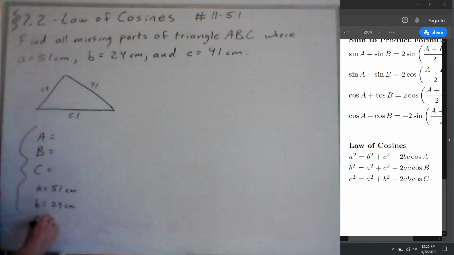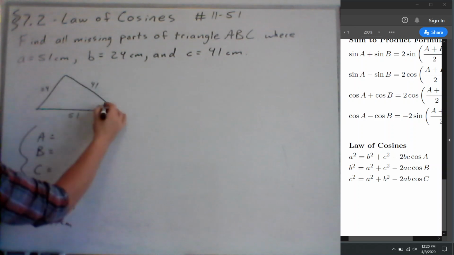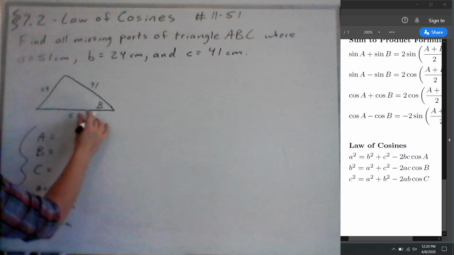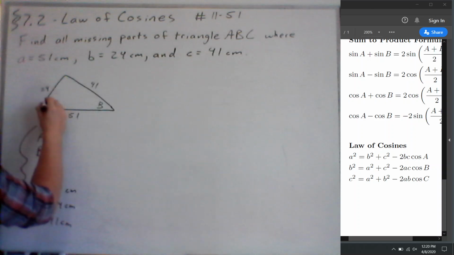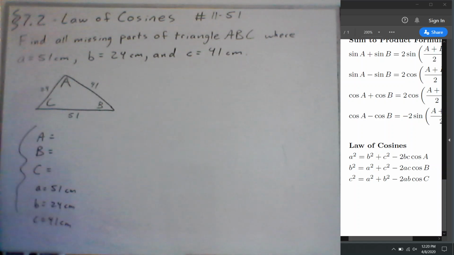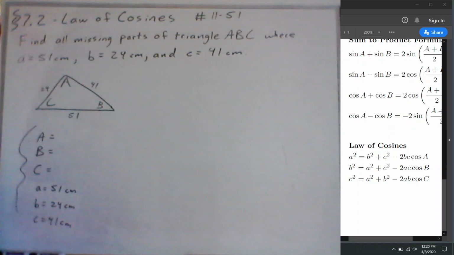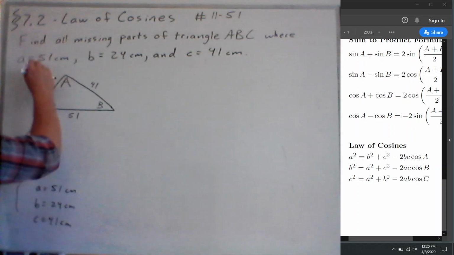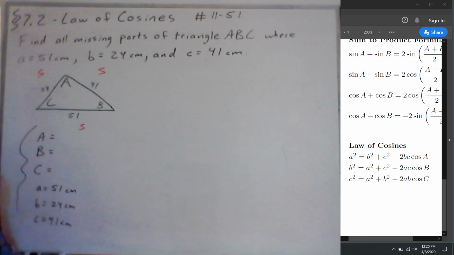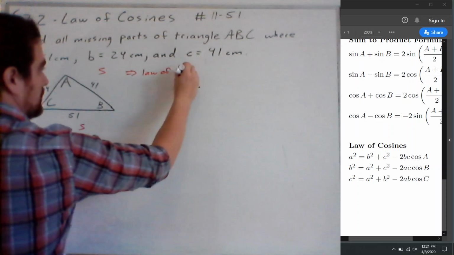And C is 41. So if 24 is little b, then this must be angle B. 41 was C, so then this must be capital C. Here's 51, so this must be capital A. Just to make sure I get my labels correct. So now what we have to do is just go through and use law of cosines. This is a perfect situation where we have a side, side, side. So that tells us to use law of cosines.